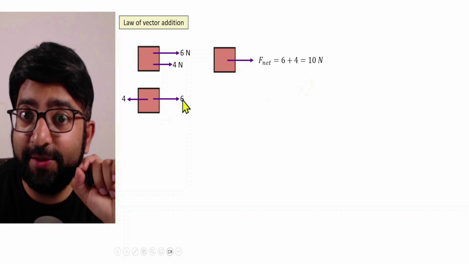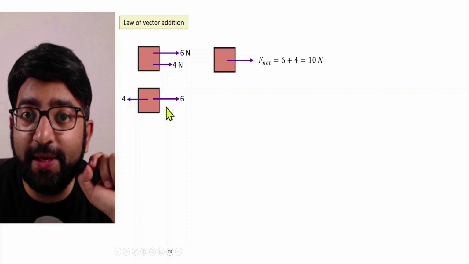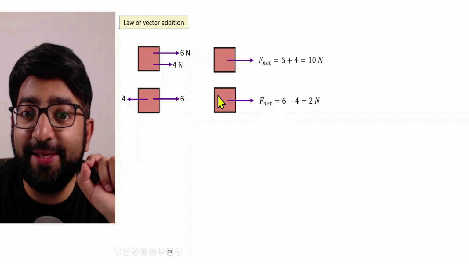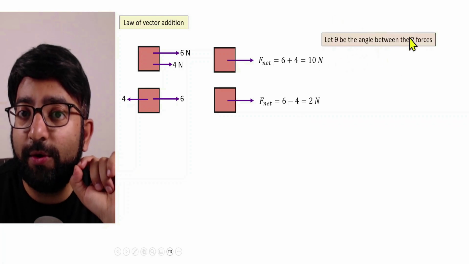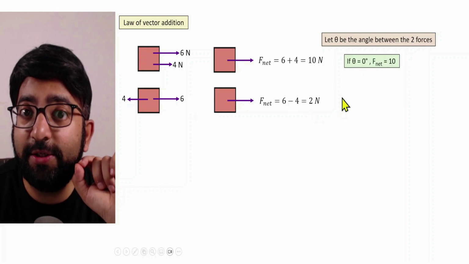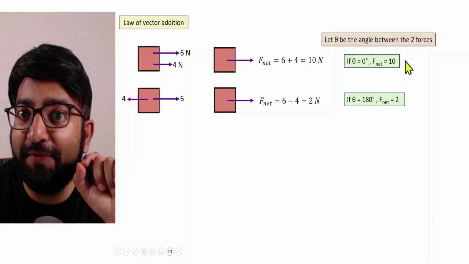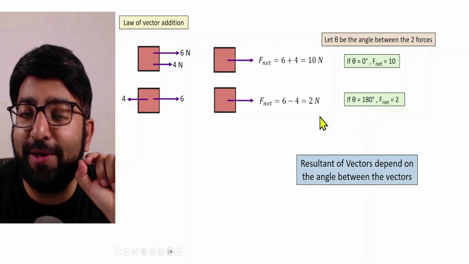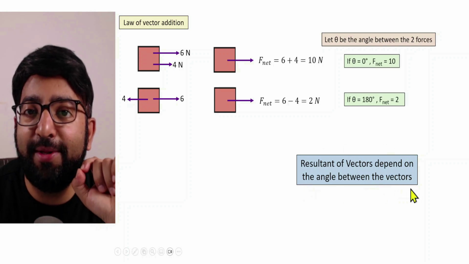On the other hand, if we consider the same two forces, but they are acting in the opposite direction, so theta is 180. In this case, whenever the two vectors are opposite, then we subtract. So we'll do 6 minus 4, which means the net force in this case will be 2 newtons. Let's consider theta is the angle between the two vectors. In the first case, the angle was 0 degrees and the net force was 10 newtons. In the second case, where we subtracted, the angle was 180 and the net force was 2 newtons. If you observe carefully, the resultant net force is different depending on the angle. And that is what the law of vector addition states: the resultant of vectors depends on the angle between the two vectors.